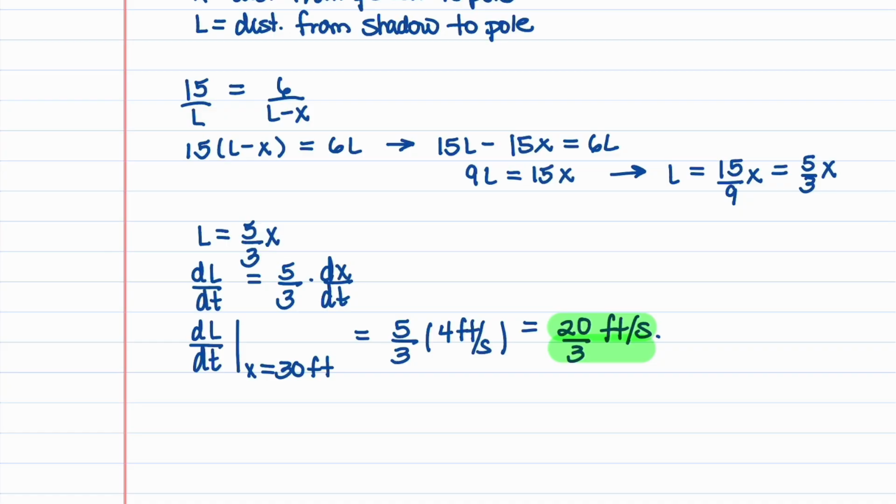Before we finish, I just want to point out one thing, which I think is kind of unique to this problem. Notice that we did not use x is equal to 30 feet. What that means is the rate of change of the tip of the person's shadow doesn't depend on how far the person is from the pole. That rate stays the same no matter where the person is located.